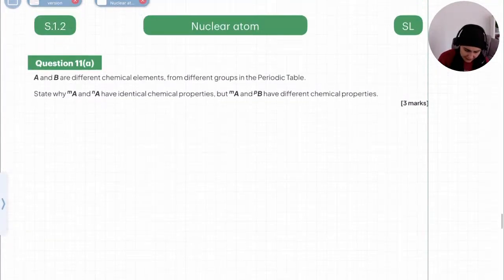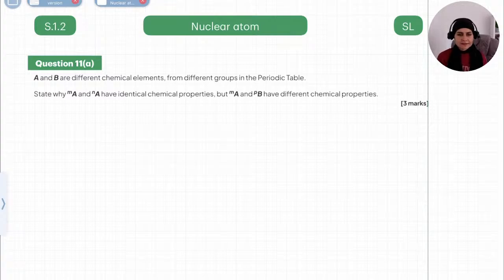Next question. A and B are different chemical elements from different groups in the periodic table. State why AM and AN have identical chemical properties, but AM and BP have different chemical properties. 3-mark question. Okay, for a 3-mark question, we have to write at least 3 statements explaining whatever they're asking, yeah? So what do we need to explain?